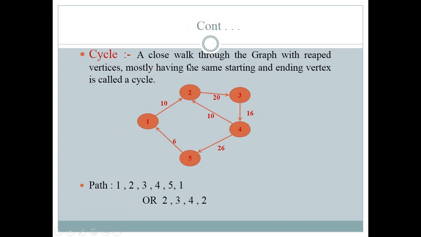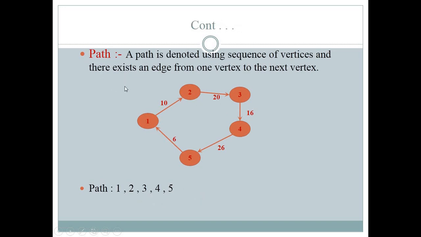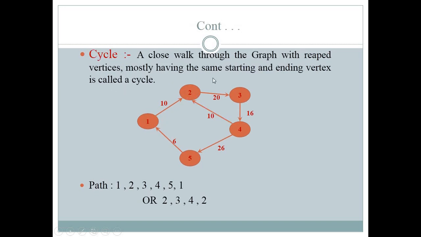Now cycle. A closed walk through the graph with repeated vertices, mostly having the same starting and ending vertices, is called a cycle. So as with our path, we will find a path from this graph. So we will find 1 to 2, 2 to 3, 4, 5 and again 1. So the starting and ending vertices are the same. So this will be a cycle.